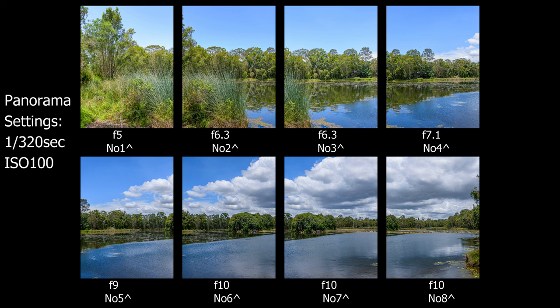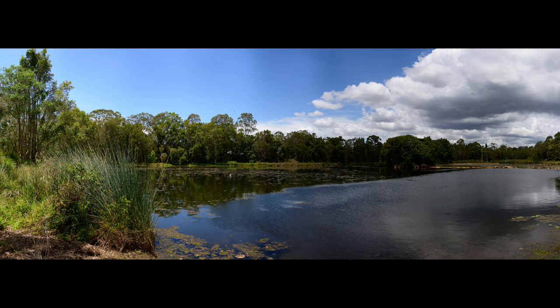You really see the difference between the image at f5 and f10. At f5, the sky is very bright, whereas at f10, the sky is more balanced with the foreground. Now this is the panorama just stitched without any editing involved. And you can see on the left-hand side, the foreground is very bright. The sky is very bright. But look at the banding halfway through the image here. Can you see how it's going from bright to dark? This is why you shouldn't use shutter priority to photograph panoramas.